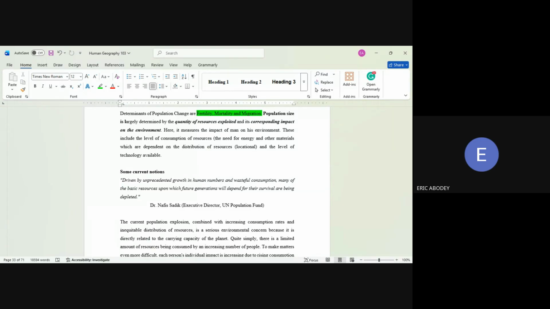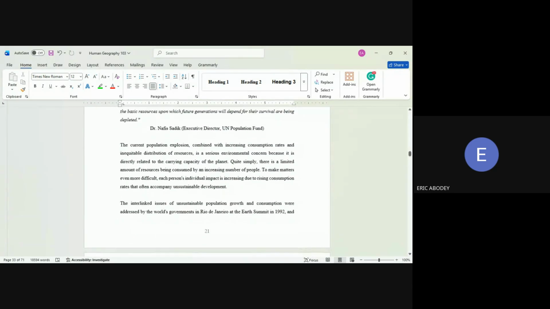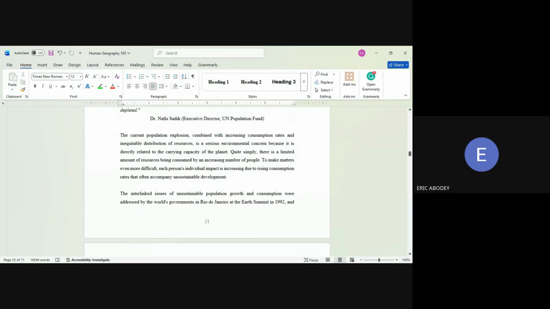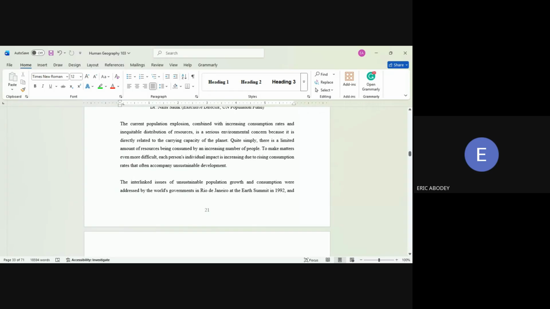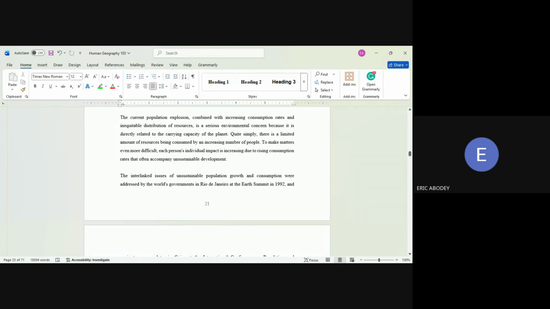And I'm going to show you statistics, and it will tell you the fast pace with which the population is increasing. So the current population explosion combined with increasing consumption rate and inequitable distribution of resources is a serious environmental concern because it is directly related to the carrying capacity of the planet. Quite simply, there is a limited amount of resources being consumed by an increasing number of people.